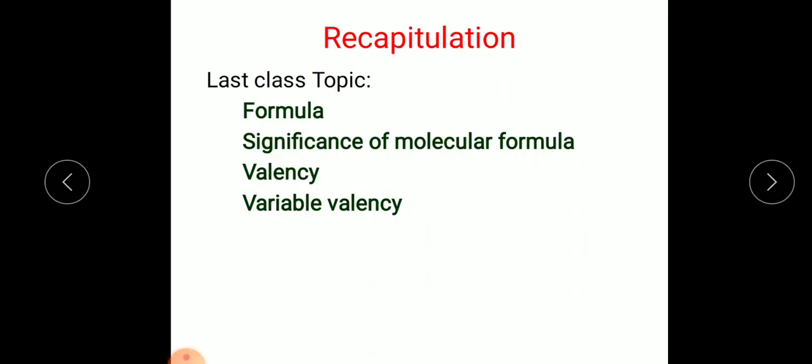In our last class, we have seen topics like formula, significance of molecular formula, valency, variable valency. The last topic that we discussed was variable valency. Valency is defined as the combining capacity of an atom of an element, whereas variable valency means elements which exhibit more than one valence. Iron, copper, lead, all these are examples of elements with variable valency.